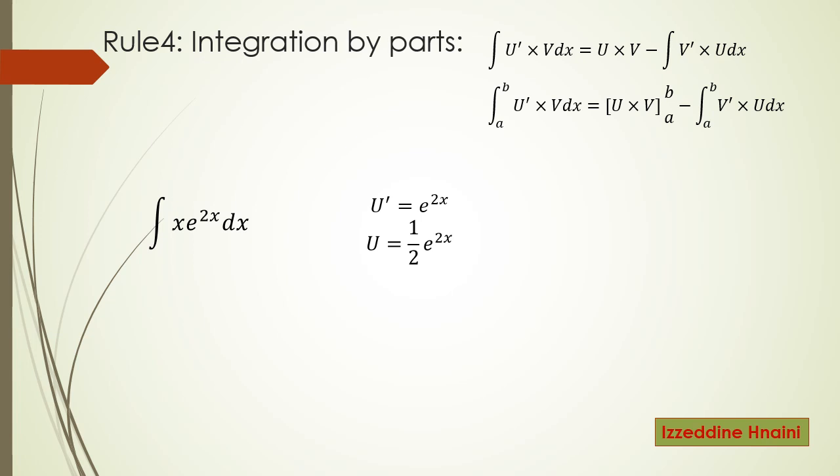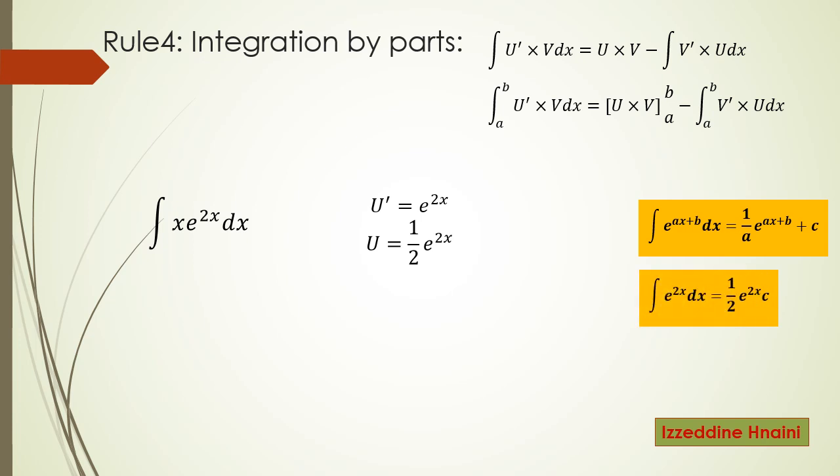Now, if u' equals e^x, then u equals 1/2 e^x, because we are finding the antiderivative of e^x. Going from u' to u is to make an antiderivative of e^x, which is 1 over 2 e^x, according to rule number 2. The antiderivative of e^(ax + b) is 1/a e^(ax + b). So the antiderivative of e^x is 1/2 e^x + c.